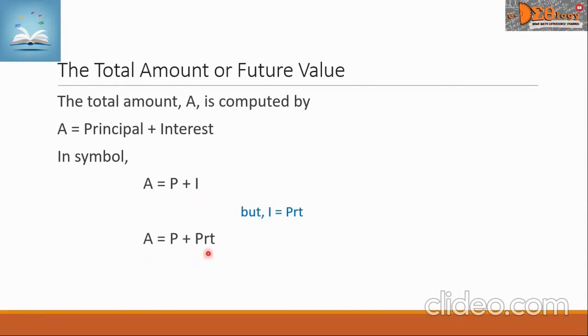So we have now two terms here, and there is a common term, and that is P. We can factorize that P, so we will have P is now factored out, and for this term P, what remains is 1 and then plus. Removing the P on this term, we will have RT. And this is now our working formula. So we have capital A equals capital P times the quantity 1 plus the product RT.